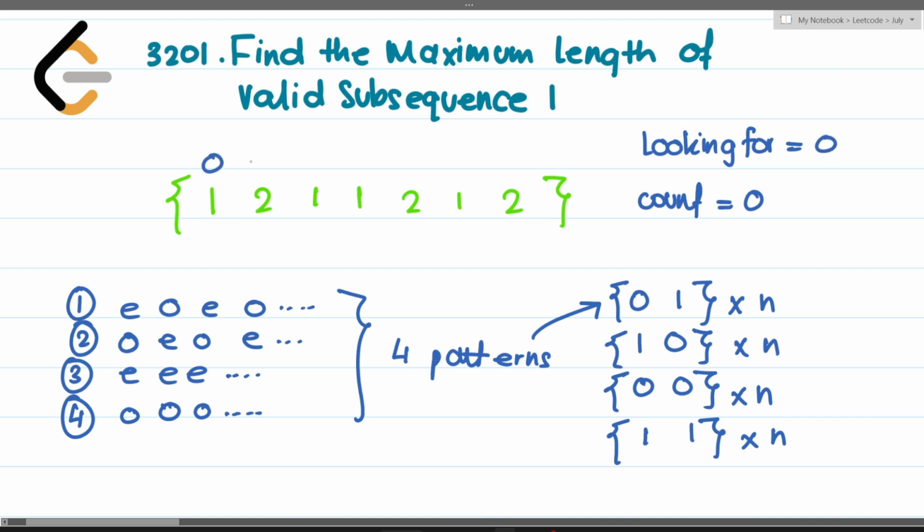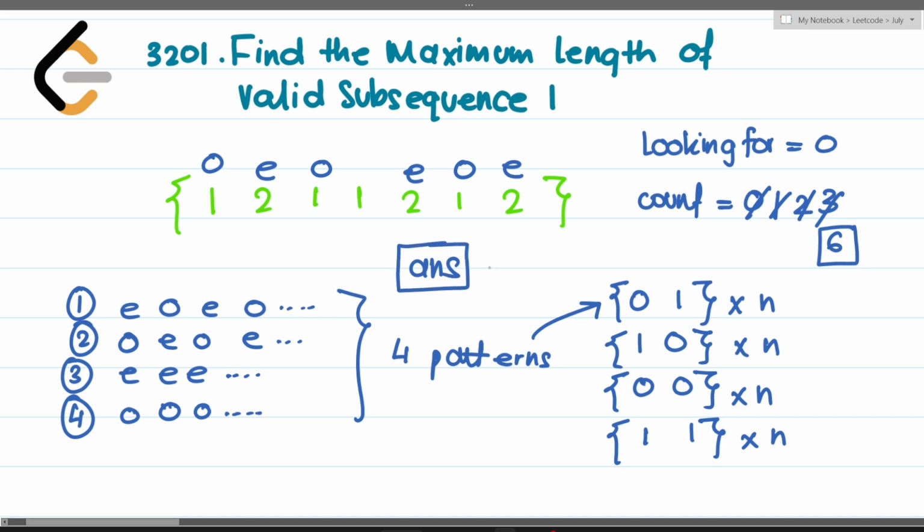I see that odd number over here, I increment my count. Even over here, I increment my count. Then odd over here, I increment my count. Even over here, odd over here, even over here. Ultimately, the answer which I get is 6. So this count is basically temporary, and overall, I'll be seeing what's the maximum answer that I am able to achieve up and until this point.